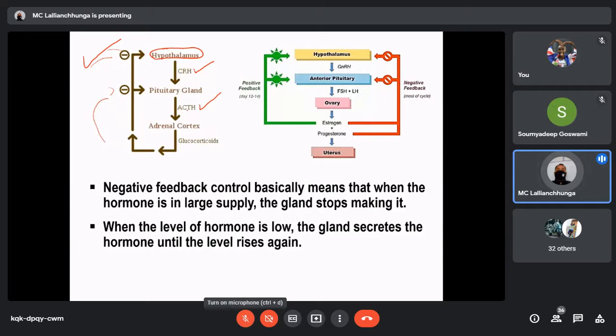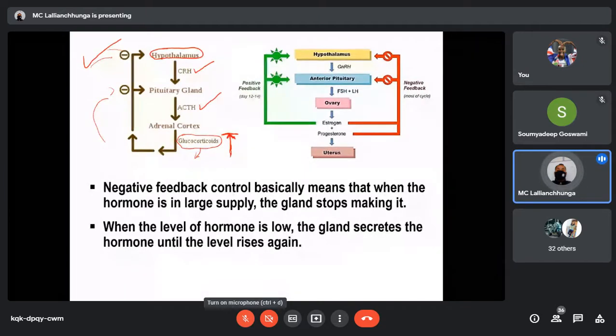What ACTH does in the adrenal cortex is increase the production of glucocorticoids. There are many types of glucocorticoids; the most common one is cortisol. So glucocorticoid production is increased by the adrenal cortex. This is also a hormone, so it will be released into the bloodstream. Now glucocorticoid levels start increasing. Let's say it has reached its upper limit. Glucocorticoid level in the plasma has gone up to the maximal range.